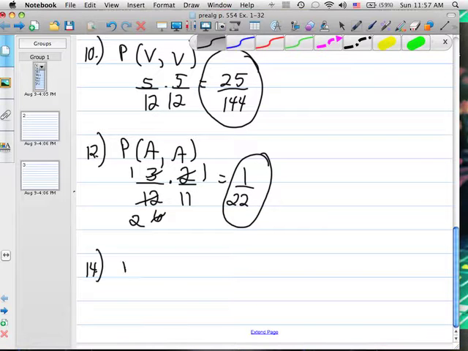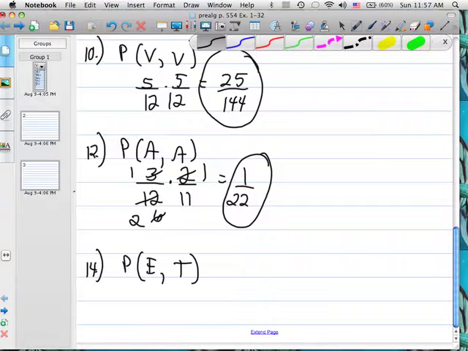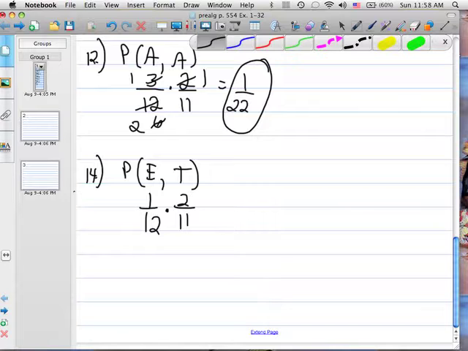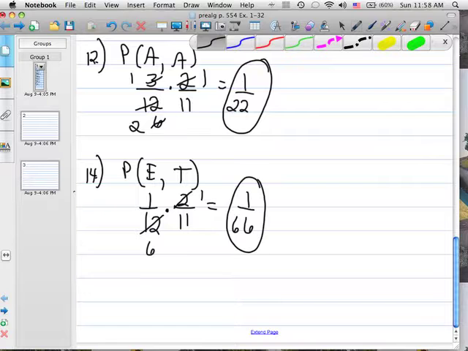Number 14, the probability of drawing an E and then a T without replacement. There is only 1 E, so that's 1 out of 12, and there's 2 T's. Since we did draw an E, there's 2 T's, but we did not replace the E, so there's 11 cards. Cancel, 2 goes into 2 once, and then 12, 6. Our answer is 1/66.